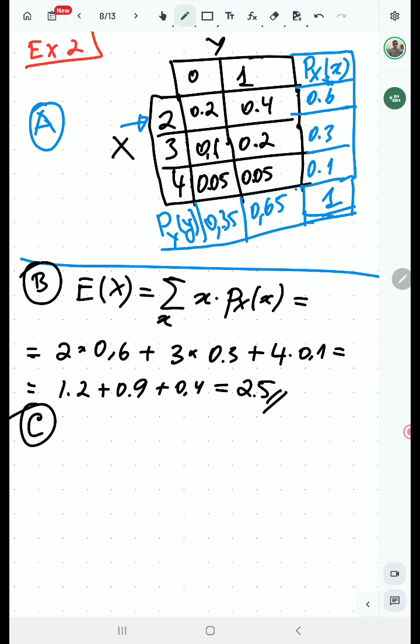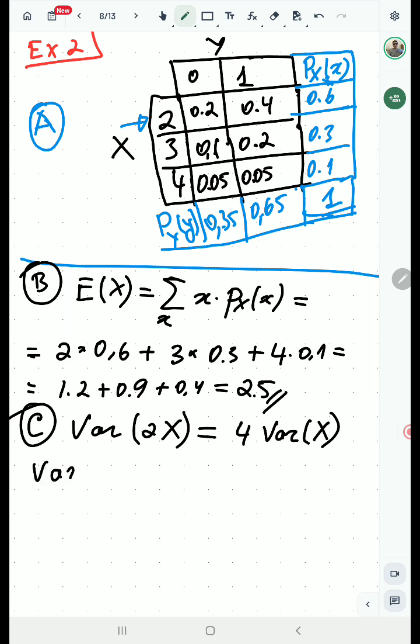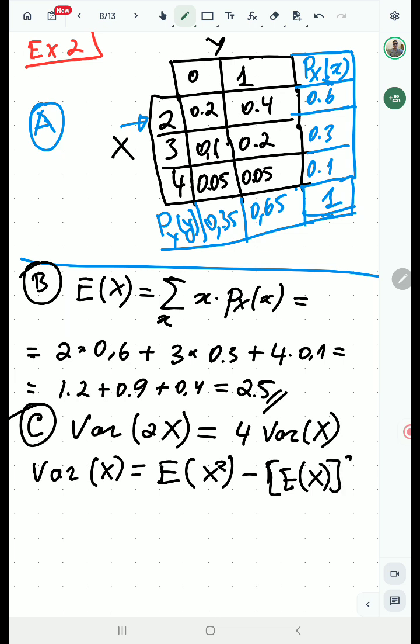Now let's move to C part. In C part, we have to evaluate variance of 2x, which is equal to 4 times variance of x by definition, by the property of the variance. So here we have basically to define what variance of x is. That is going to be equal to expectation of x squared minus the square of the expectation of x, right? So we know this guy is equal to 2.5, but we don't know this guy.